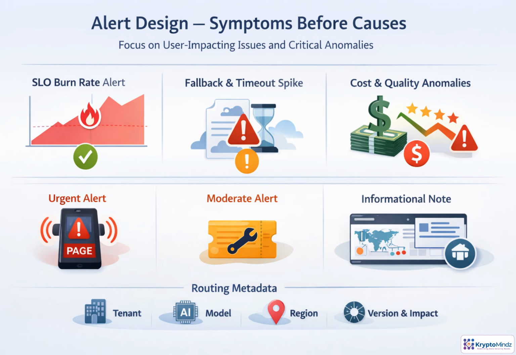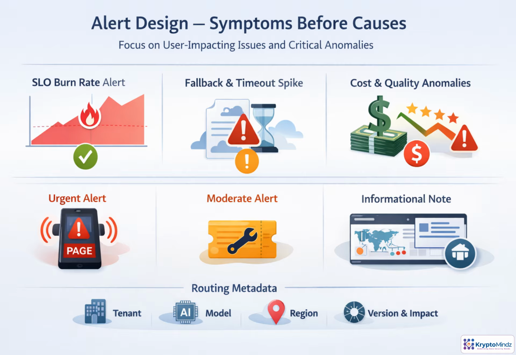Alert design should start with symptoms, because humans should be interrupted only when action is needed. A single CPU spike or latency blip is usually not enough. Prefer SLO burn rate alerts that show users are consuming error budget too quickly. Then add platform-specific signals: fallback rates climbing, caches collapsing, timeout surges, unexpected spend, or quality regression.